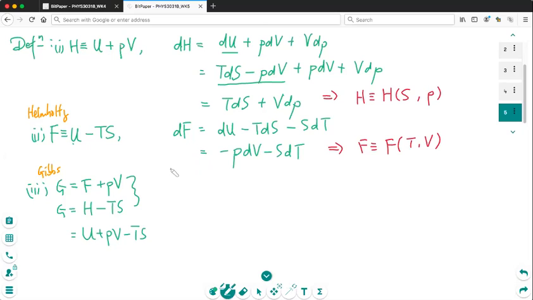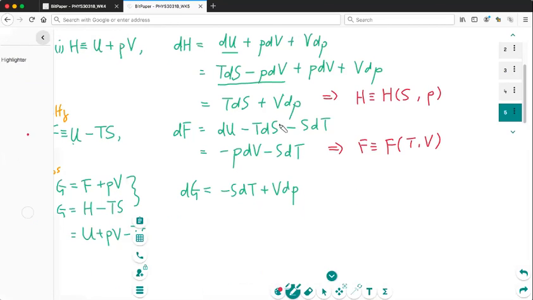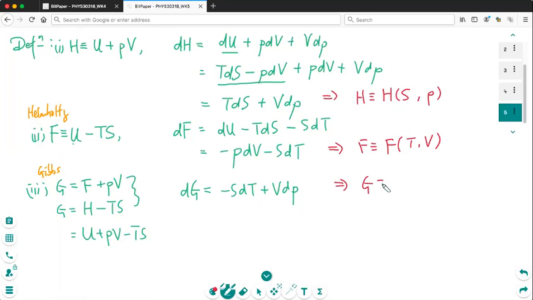So this is the way to memorize: by logical argument, logical reasoning. I will just skip to the final answer right away. So you have SdT as the thermal part and VdP. Okay, so far so good. Any complaint? All right, so we have to discuss the meaning of this, but I will do it later.